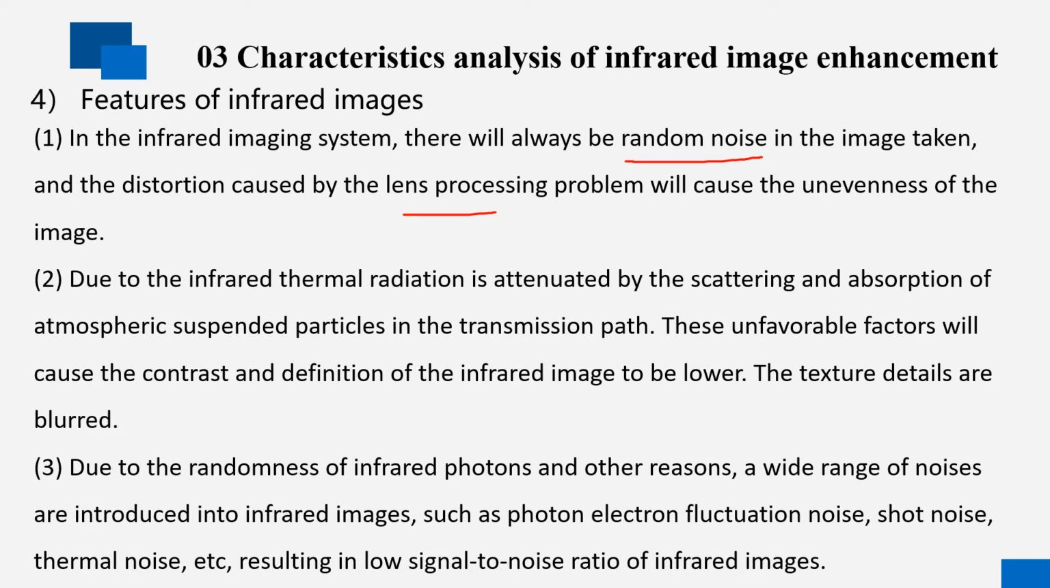And then there is thermal radiation attenuation, which can cause scattering and absorption by atmospheric suspended particles on the image, and these unfavorable factors will cause the contrast and definition of the infrared image to be lower. The texture details are blurred due to the randomness of infrared photons, and other reasons. A wide range of noises are introduced into the infrared images, such as photon electron fluctuation noise, shot noise, thermal noise, etc., resulting in a low signal to noise ratio of infrared images.